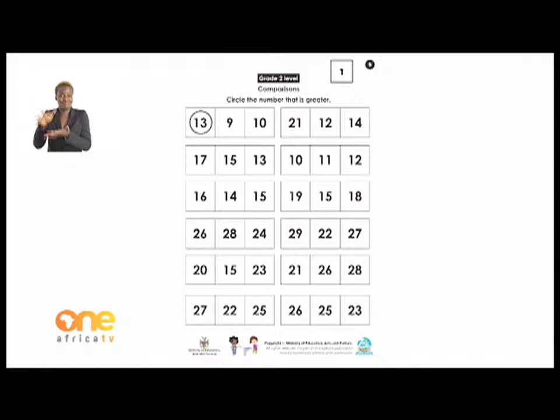All right? So the rest of the boxes I would like for you to complete by encircling all the bigger number that you see in the box. All right?